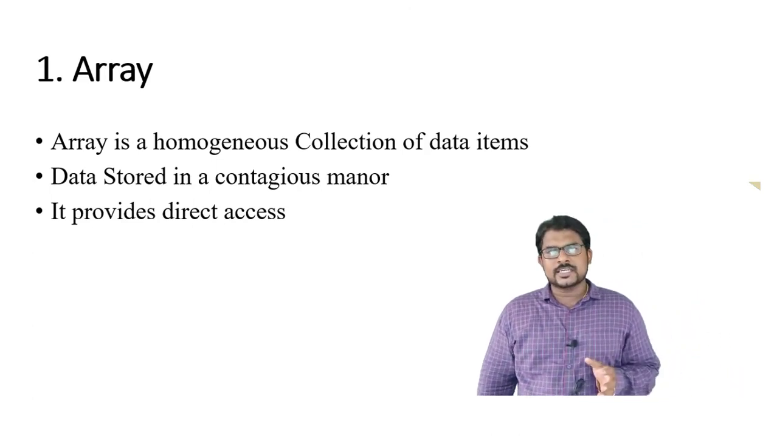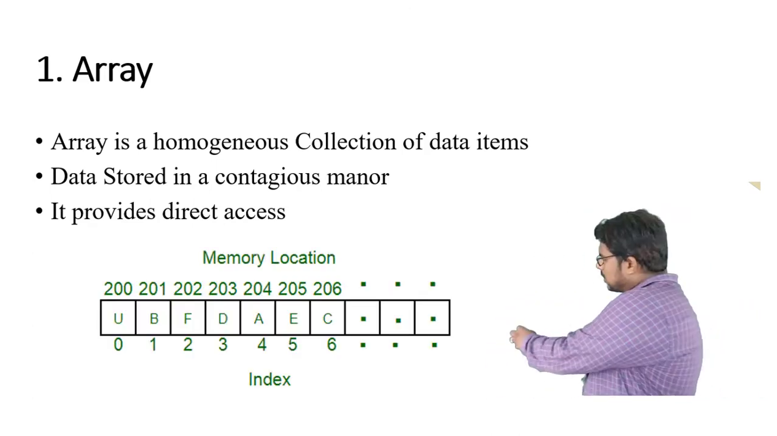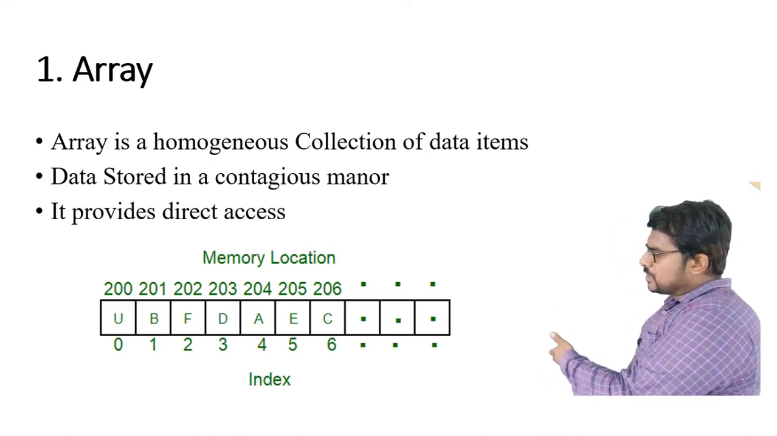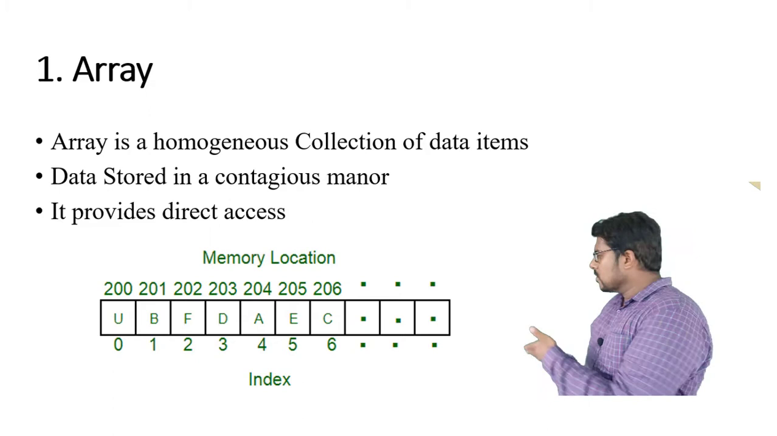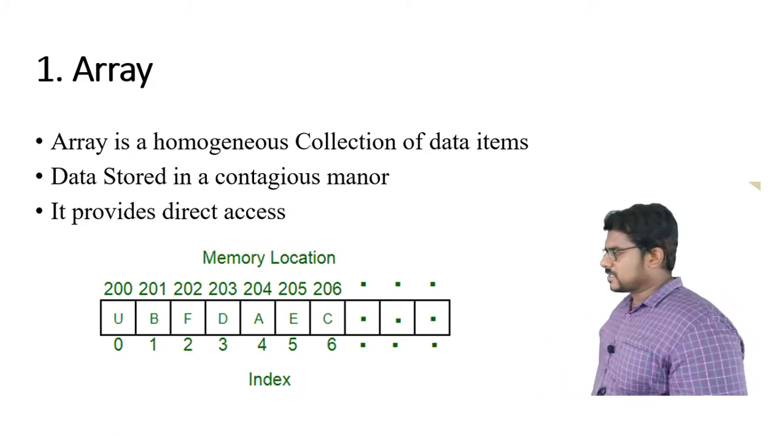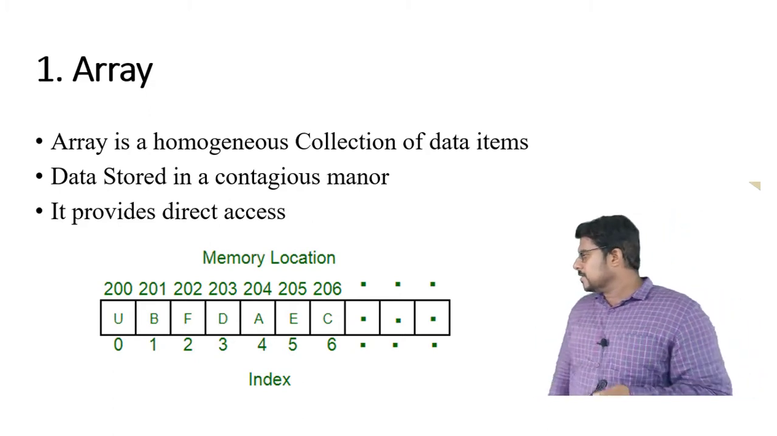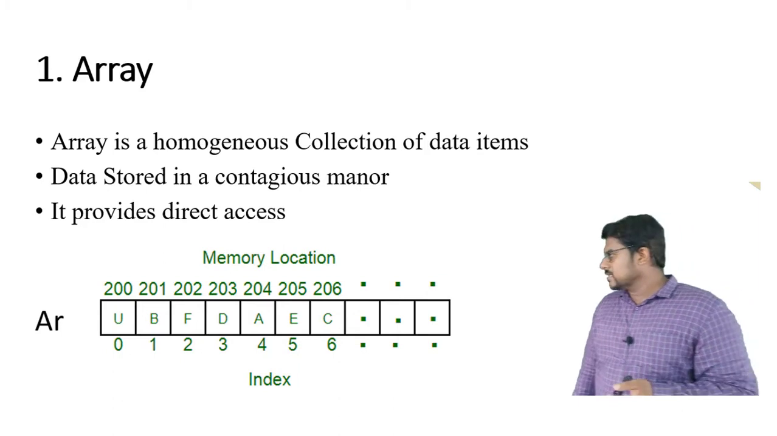An array is a homogeneous collection of data items. It means that all the data items which you put in the array are of the same type. For example, in this array we have all the alphabets, which means it is a character array. And here the data can be accessed like this.